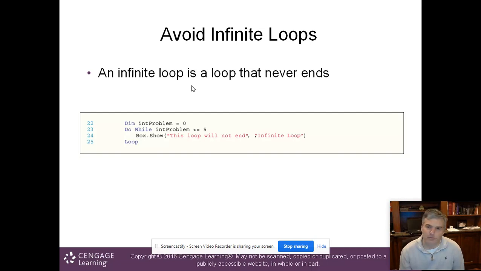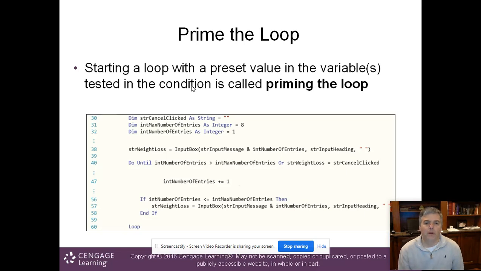So we talked about infinite loops. We want to avoid them, but many of you will accidentally create infinite loops. Again, not the biggest deal. Just be aware of it. If your applications are running kind of funny, acting really slow, there's a possibility that you've accidentally created an infinite loop. So the next thing we're going to talk about is priming a loop.